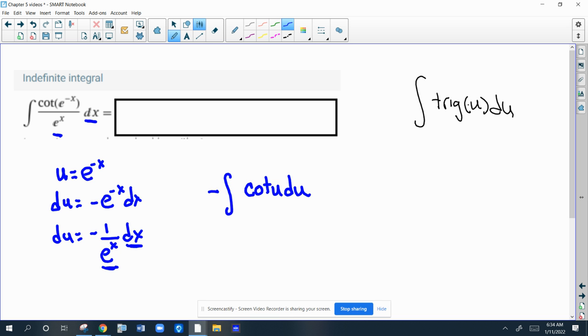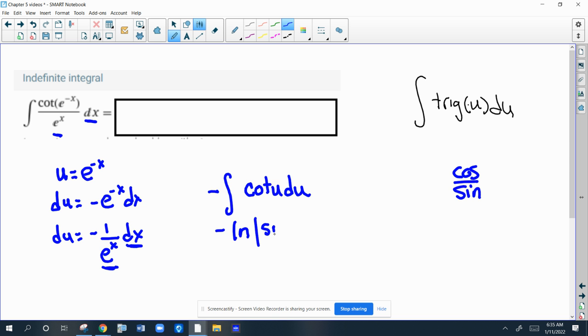So either you have that memorized, or you remember cotangent is cosine over sine, and cosine is the exact derivative of sine. Therefore, this is u prime over u. So it would be the natural log of the bottom, or the natural log of sine. So that's how you figure out what the integral of cotangent is. It's the natural log of sine. So we have this negative. The integral is the natural log of the absolute value of sine of u.